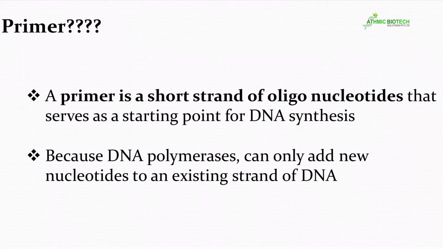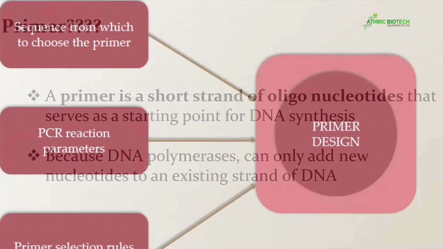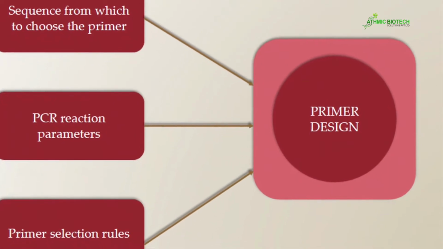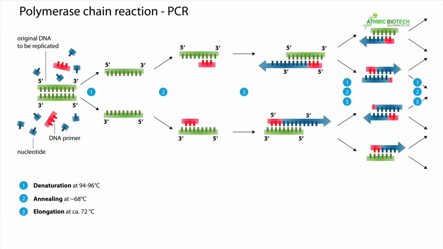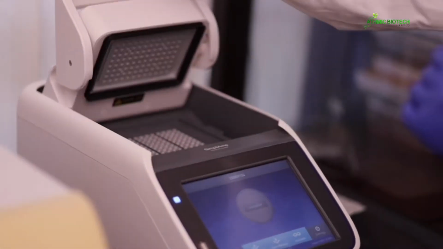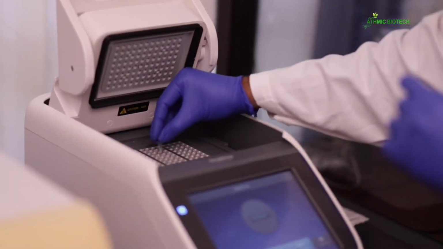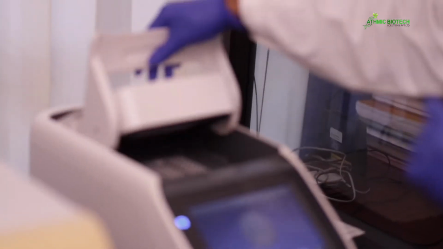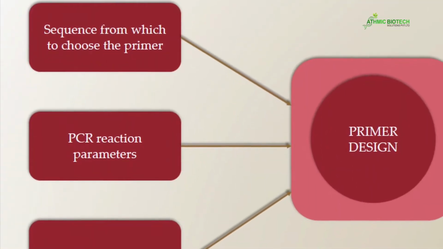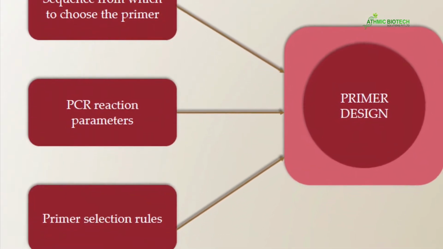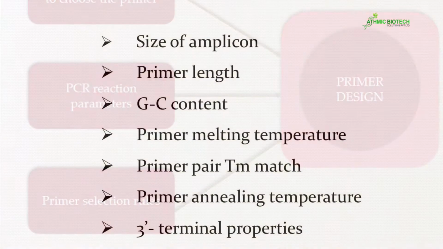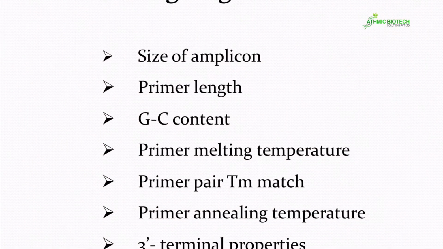And primer design, what are the criteria? First of all, you have to identify the target sequence, which gene is of interest to you. Second, you have to check the PCR reaction parameters, and there are certain rules to select primers. That is what we are going to discuss first. So what are the primer designing criteria? First of all, the size of the amplicon. How much amplicon size do you prefer?